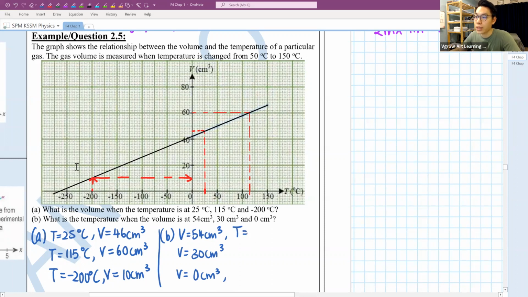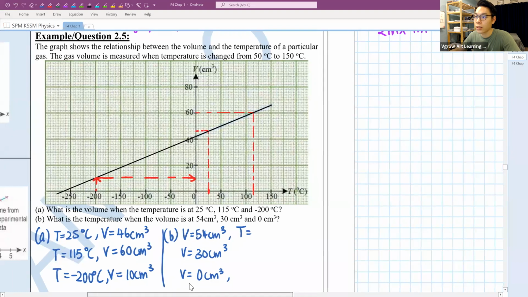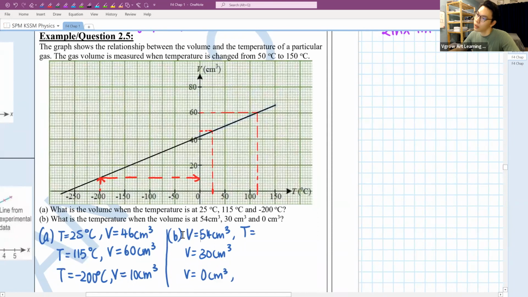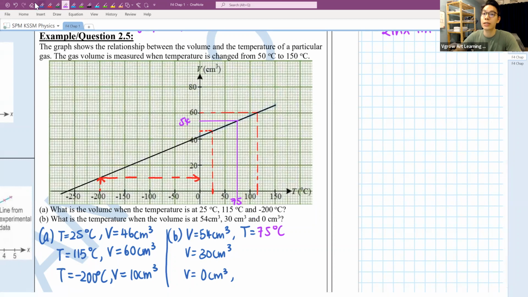Okay, 54 degrees. Fifty-four is somewhere here. Okay, if you have 54, here would be 75. Don't forget the units, 75 degrees Celsius.